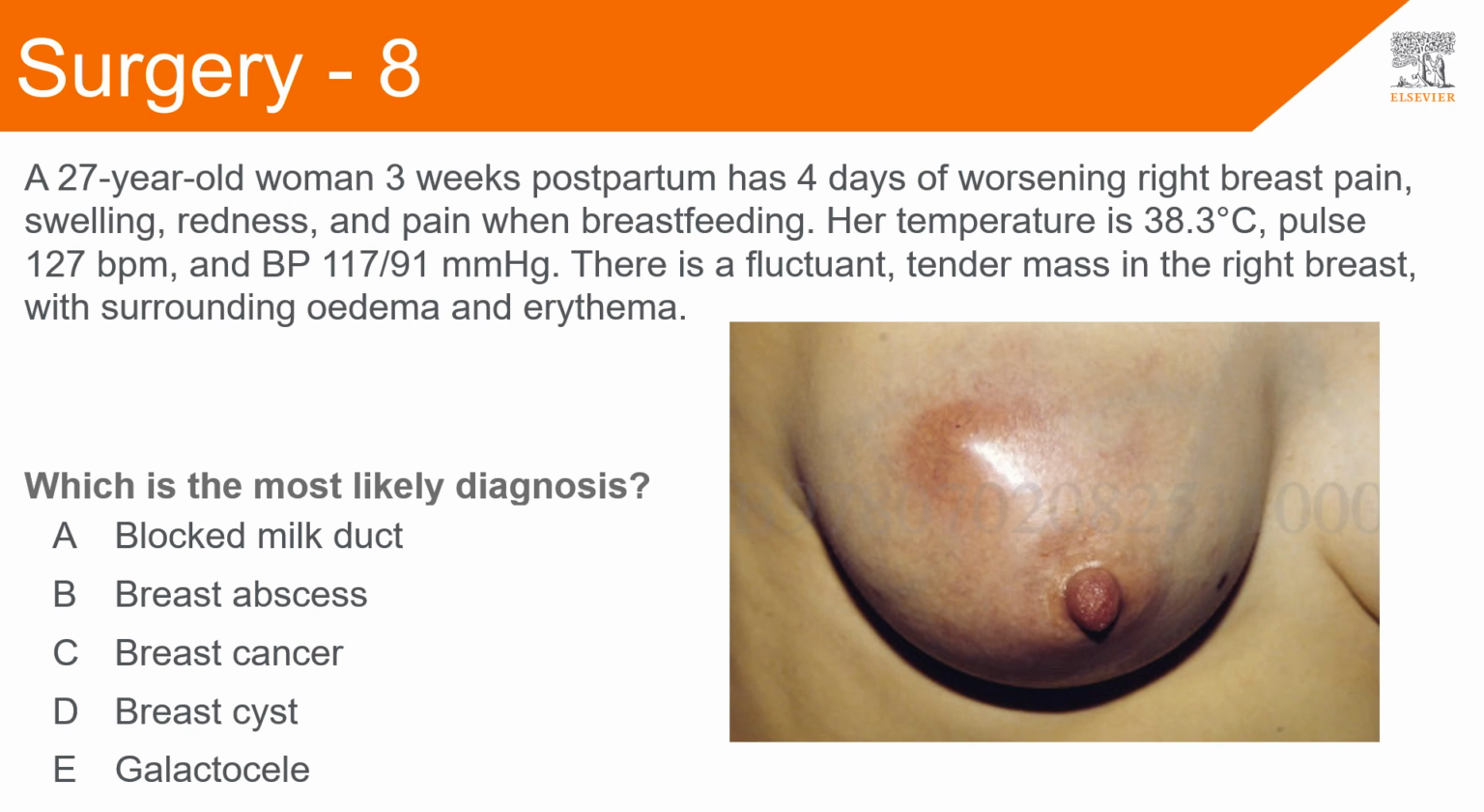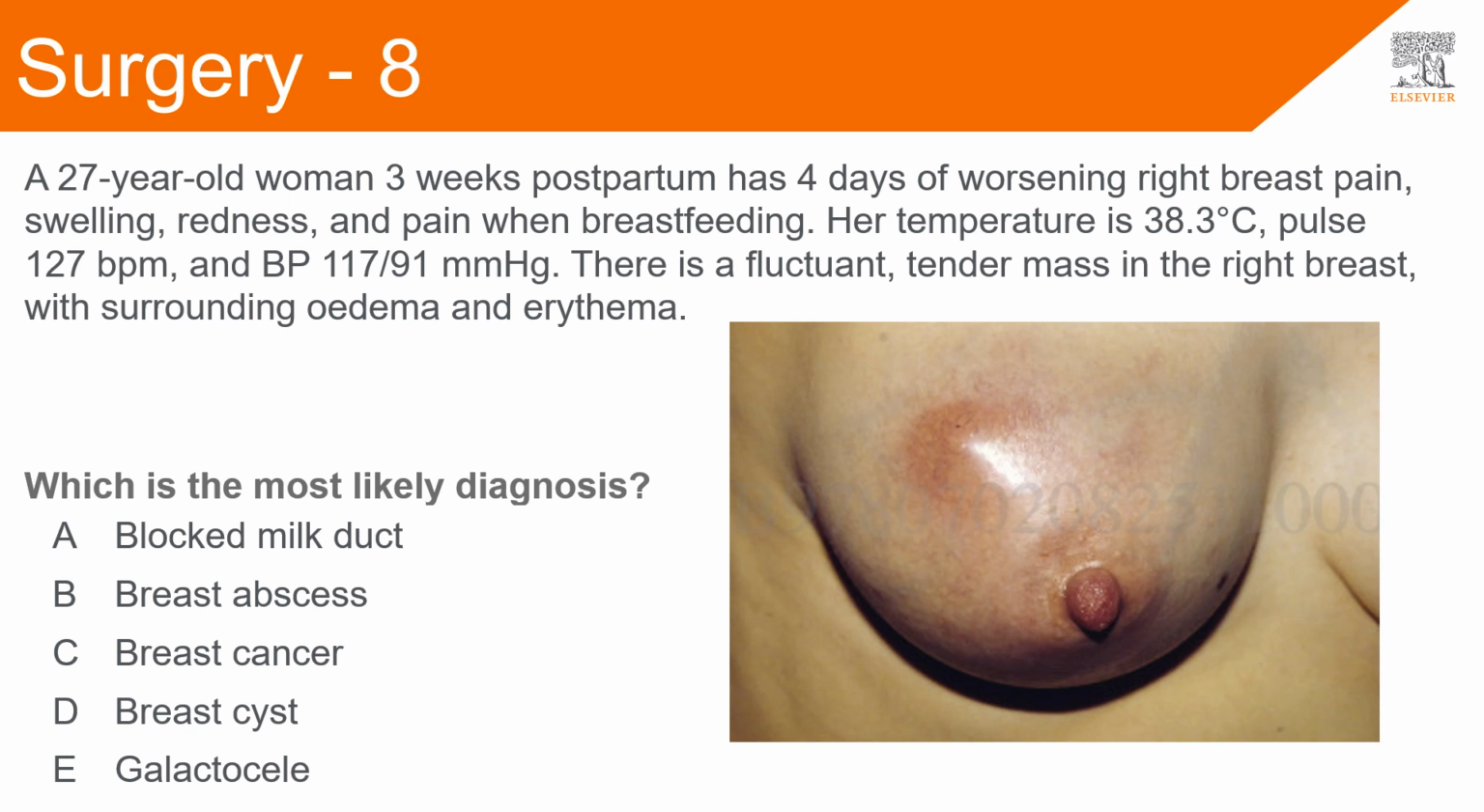Moving on to the next question. A 27-year-old woman, 3 weeks postpartum, has 4 days of worsening right breast pain, swelling, redness, and pain when breastfeeding. Her temperature is 38.3 degrees C, pulse 127 BPM, and blood pressure 117 over 91 millimeters of mercury. There is a fluctuant tender mass in the right breast with surrounding edema and erythema, which you can see in the image below.